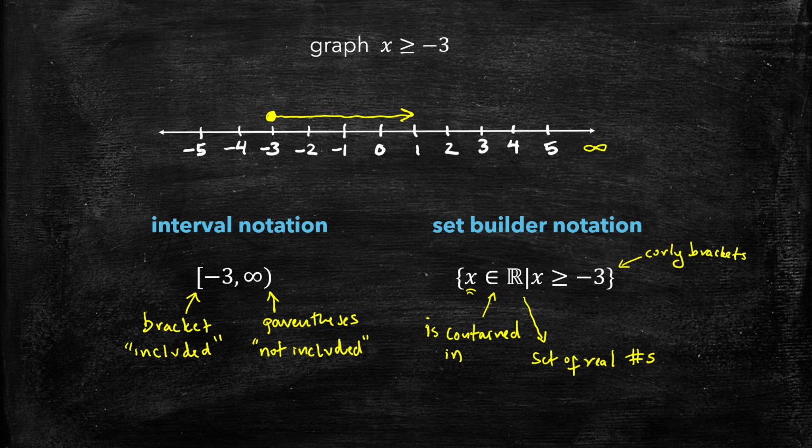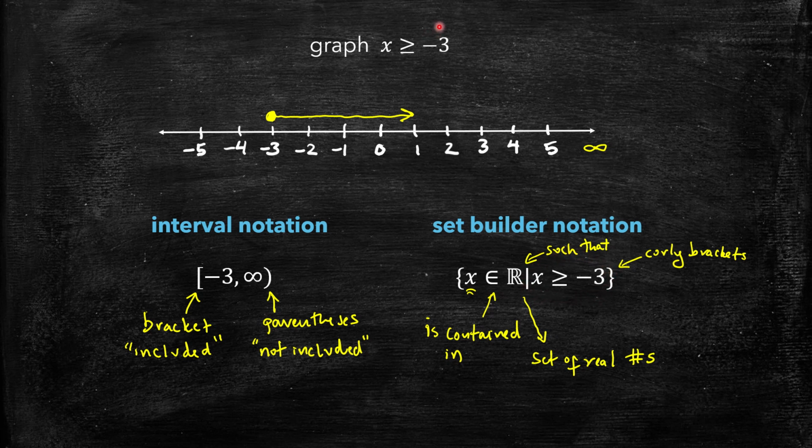And then here, this vertical line means such that. You're probably getting the correct idea that mathematicians don't actually like to write words. We'd rather translate everything to symbols, and I think we do that pretty well. And then after the such that, x can't be any old real number. It has to still be greater than or equal to -3.